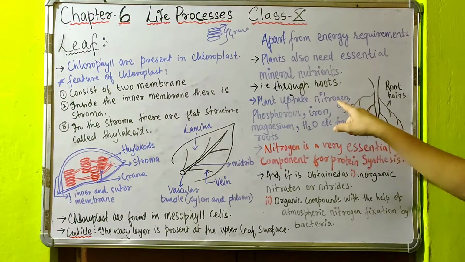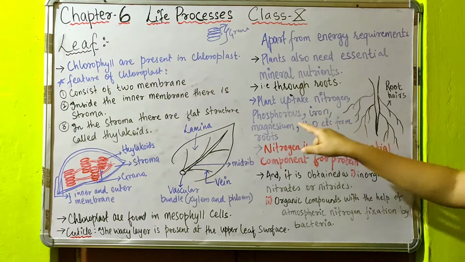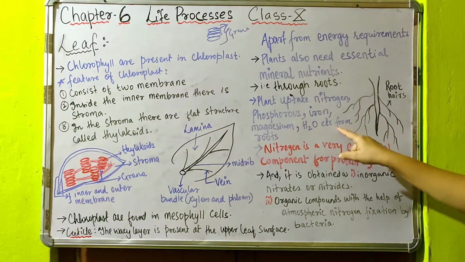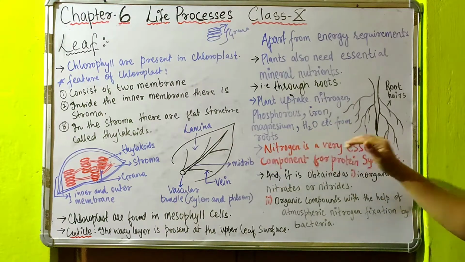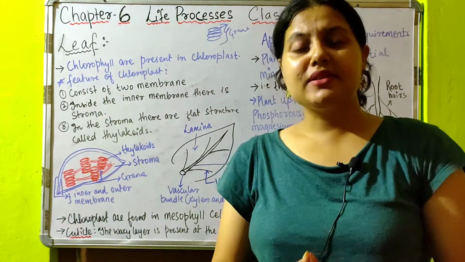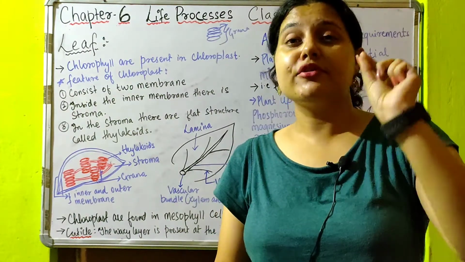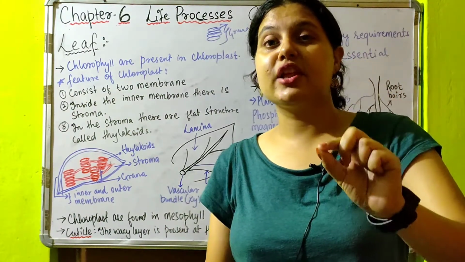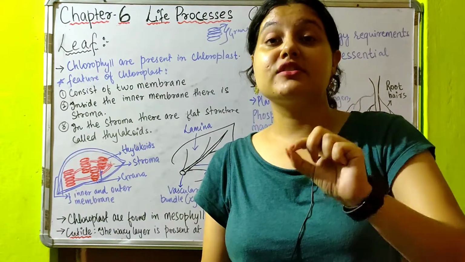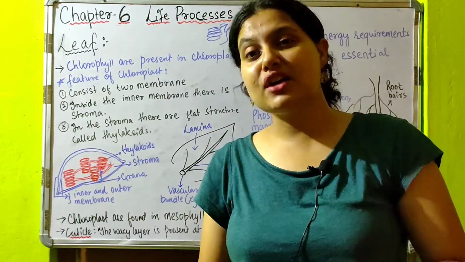Plants uptake nitrogen, phosphorus, iron, magnesium, water, etc. from the root. Nitrogen is a very essential component for protein synthesis. Apart from other elements, nitrogen is such an element which is very essential for protein synthesis, because it is the basic component which forms a protein.